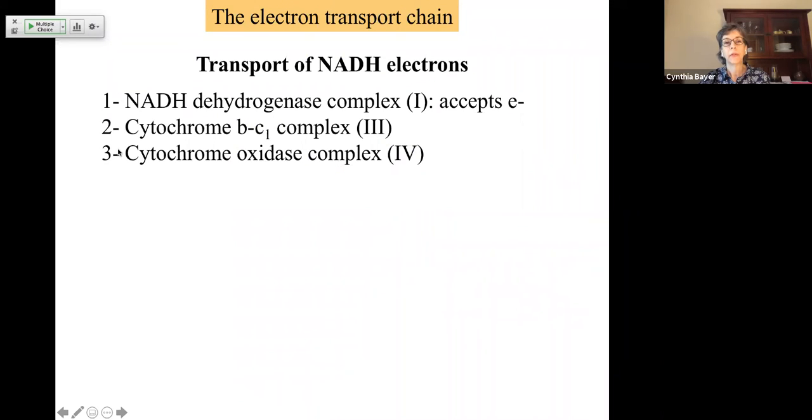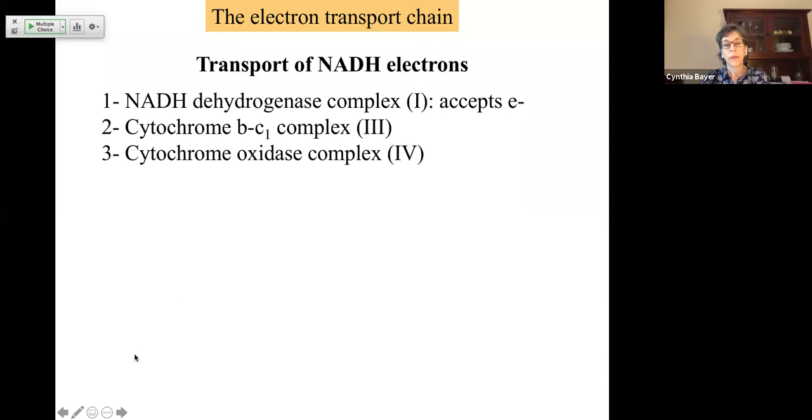3 complexes of multi-enzyme complexes with metal atoms, which are the actual electron acceptors, are in the path of the electrons that are passed from NADH. NADH will donate its electrons to the first complex, which then passes to complex 3, which passes to the last complex, cytochrome oxidase. That's the one that we just looked at the ribbon model of.